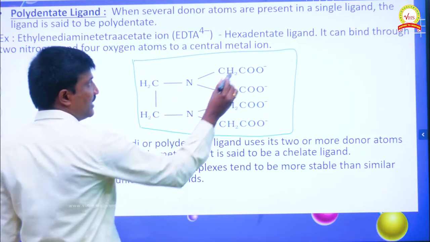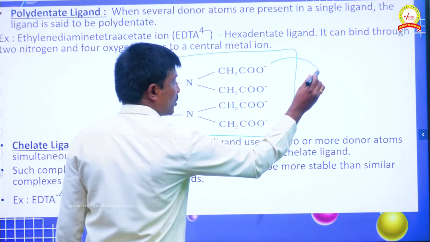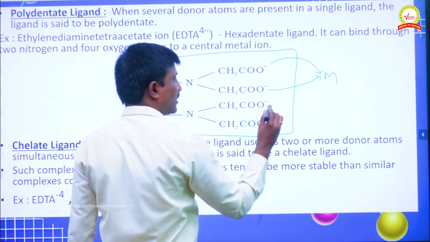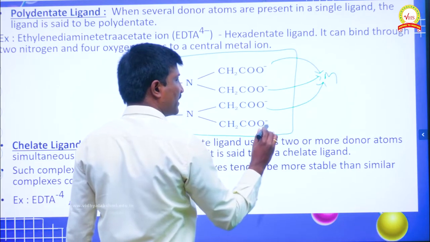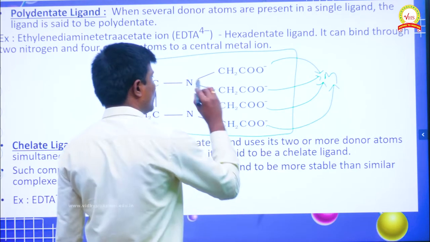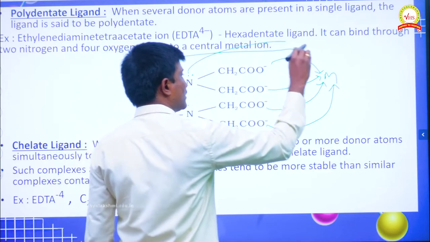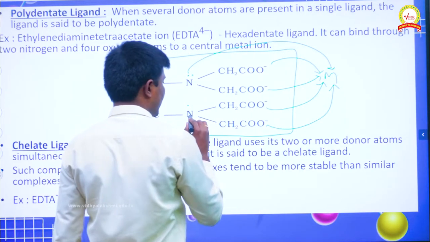In this, this oxygen donates a lone pair of electrons to the metal. This oxygen also donates a lone pair. This oxygen also donates a lone pair. This oxygen also donates a lone pair. And here the nitrogen also has one lone pair of electrons, and that also donates.